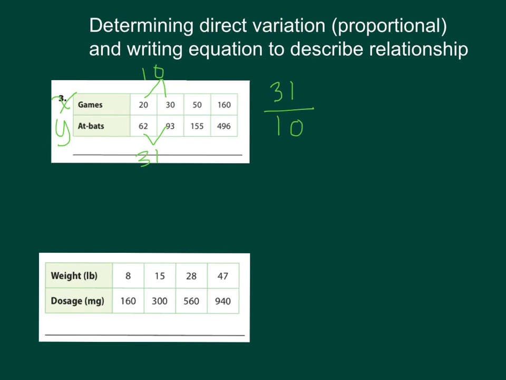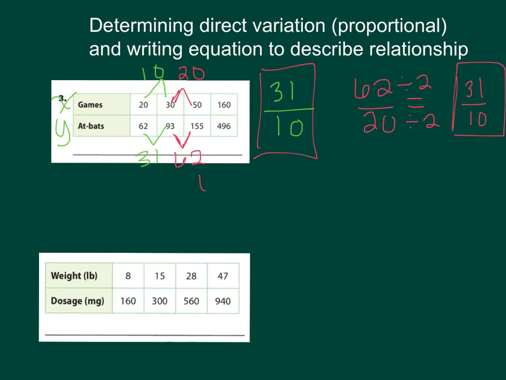If I go to the next one, if I look at the change here, the top or the x changes by 20, the y changes by 62. So some people would say it's not a direct variation, but if you simplify 62 over 20, so let's say I divide it by 2. If I divide it by 2, I get 31 over 10, which means it's changing at a constant rate. So we would say that yes, it is proportional because it's changing at a constant rate.